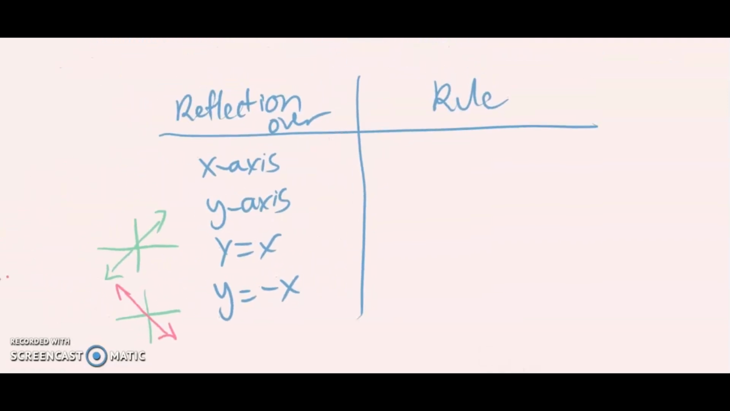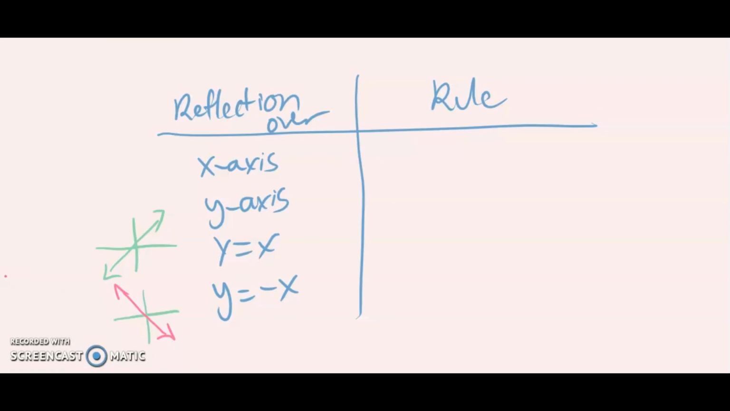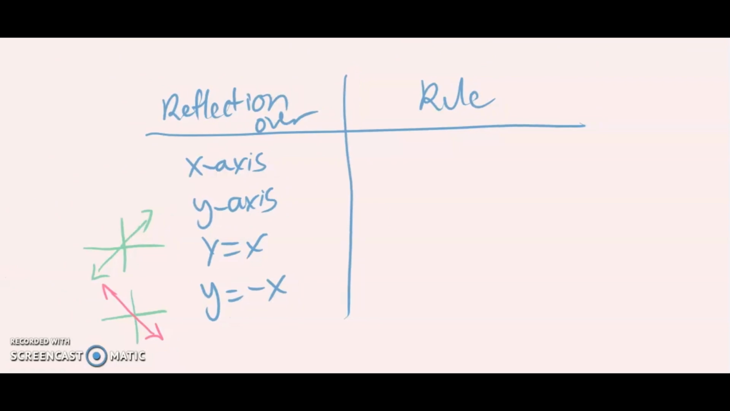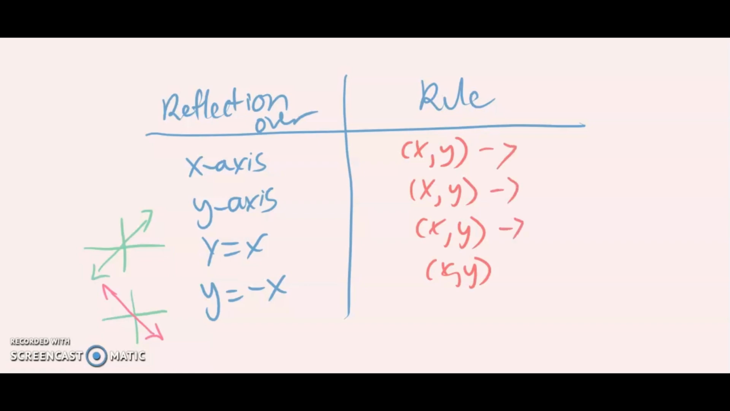All right, so what are the rules? Well, I will write the rules out. So this is going to be x, y. All these are going to start at x, y. You're just going to have your starting pre-image. And these are going to be the same. And they're all going to change to what? Well, it's all going to be different. So this is going to be x, negative y. This is going to be negative x, y. This is going to be y, x. And this is going to be negative y, negative x.